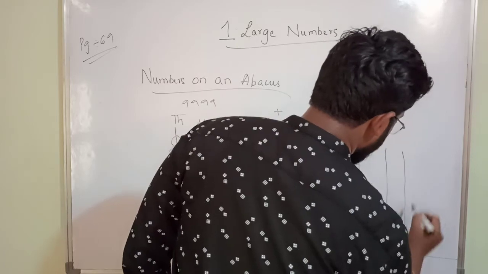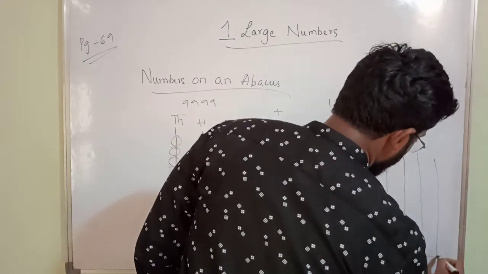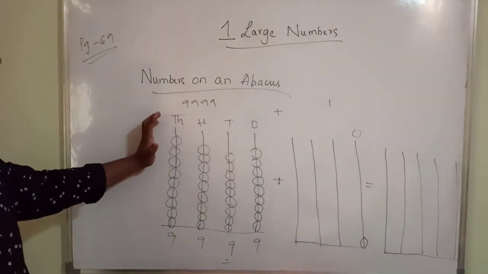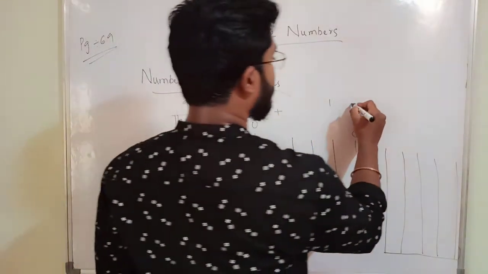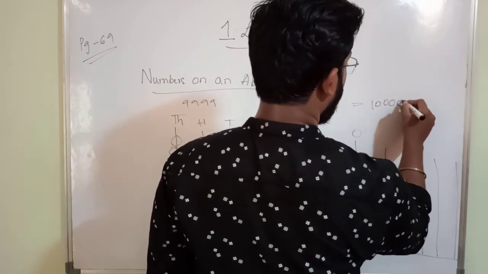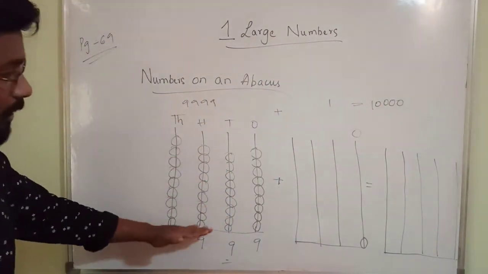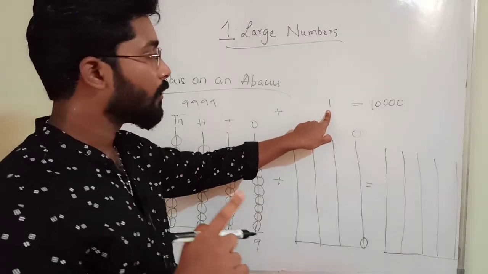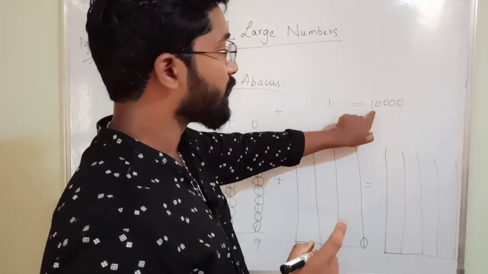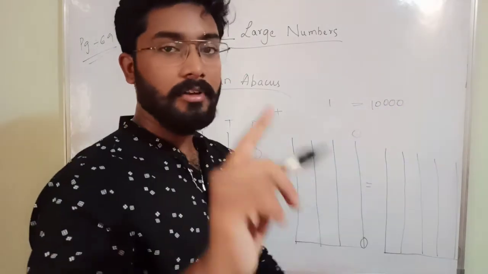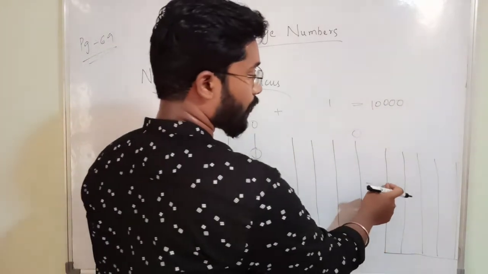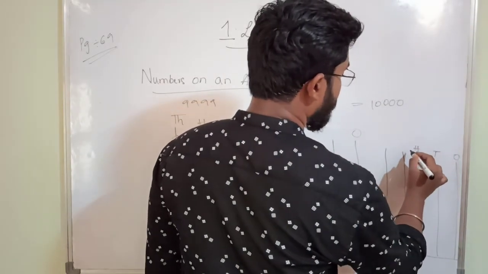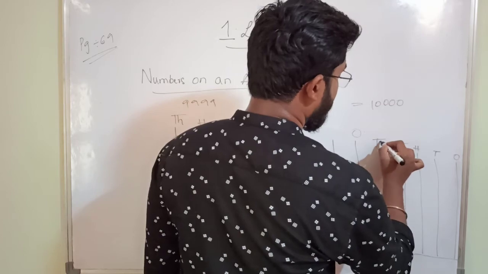1 2 3 4 5. Up to 4 digits, the thousands rod is enough. Plus 1 means how much will you get? 10,000. This will represent 9999. This will represent 1. So from here you are getting 5 digits, 1 2 3 4 5. So the fifth rod also you should get, no? So that's why I have drawn 1 2 3 4 5. Ones place, tens place, hundreds place, thousands place, 10,000s place.